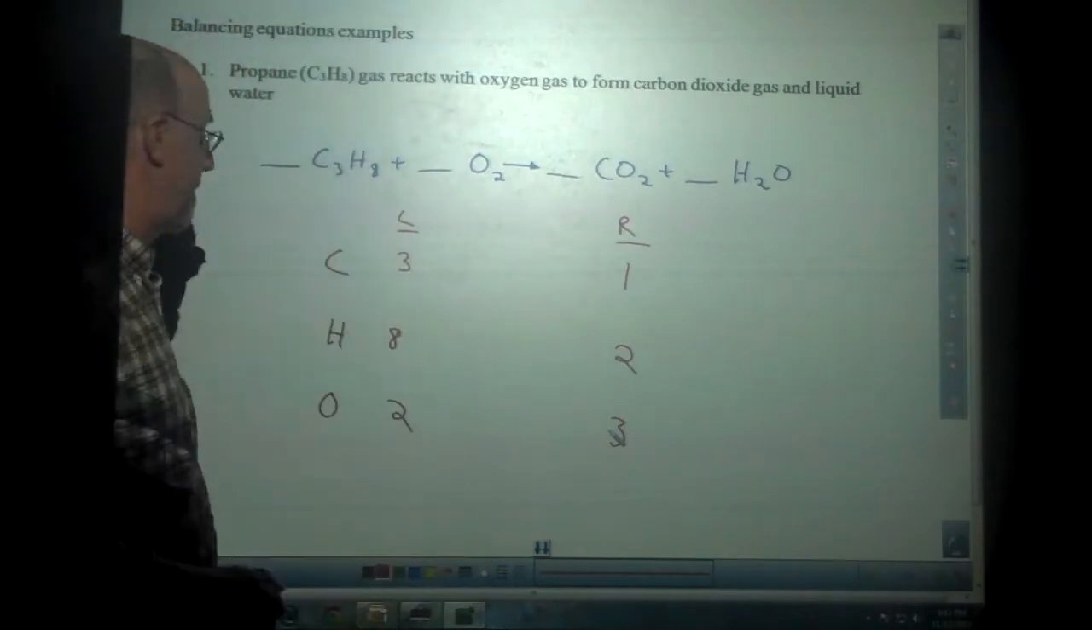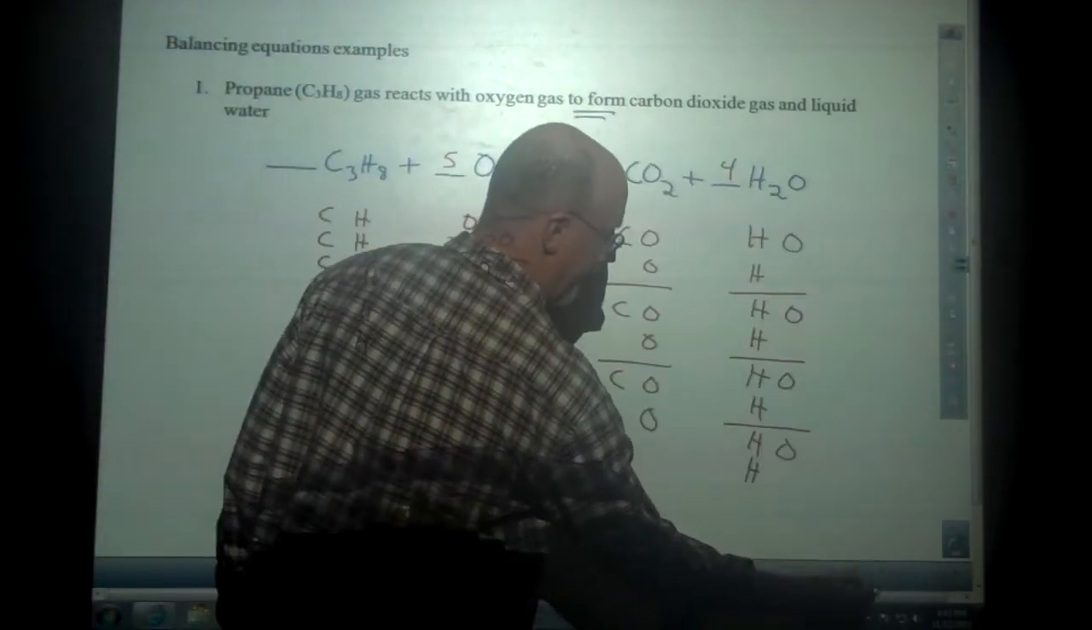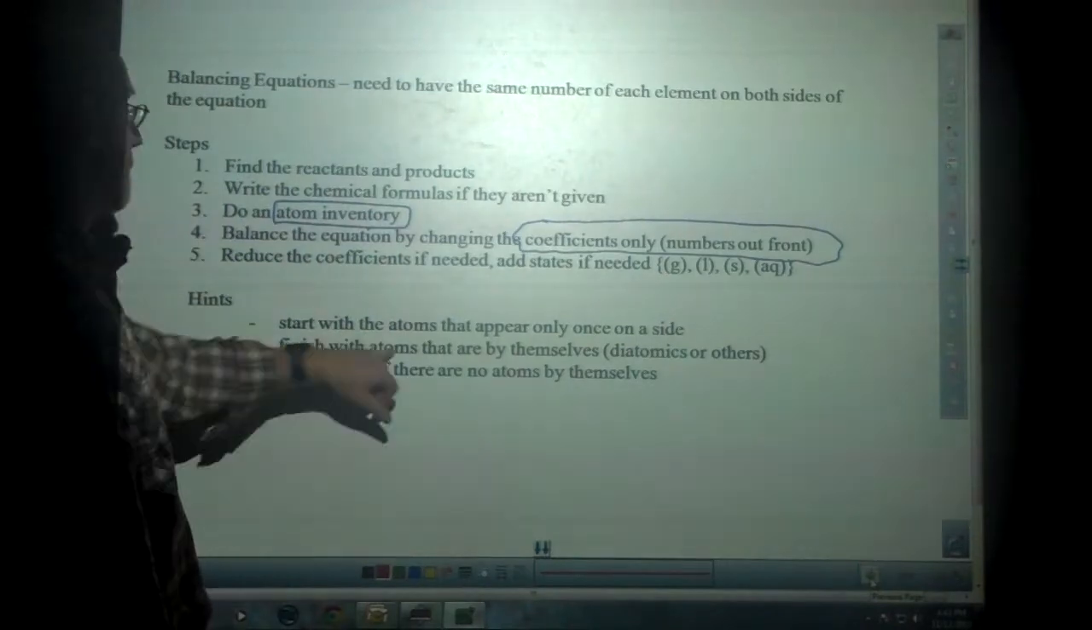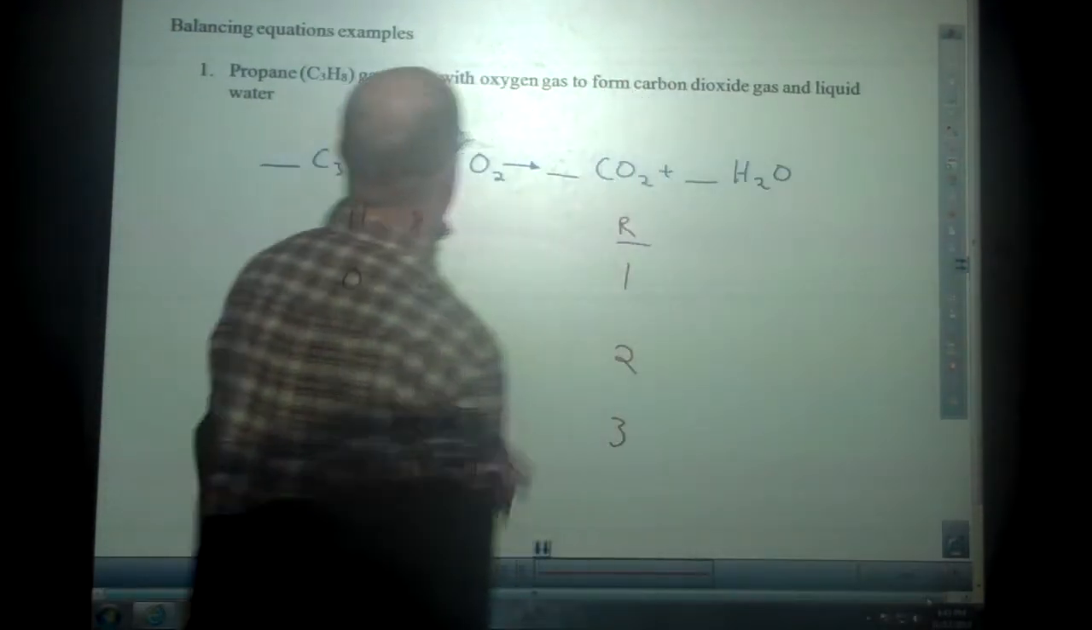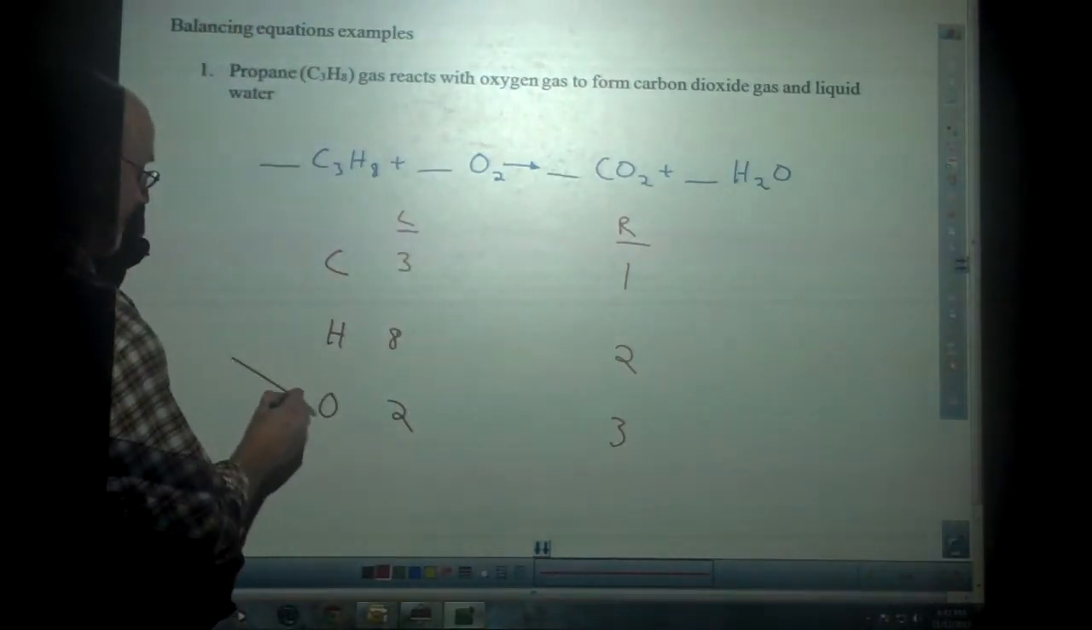So it's obviously not balanced. If you go back and look at our hints, finish with atoms that are by themselves. If you look at this one, oxygen's by itself. So we want to do that last.